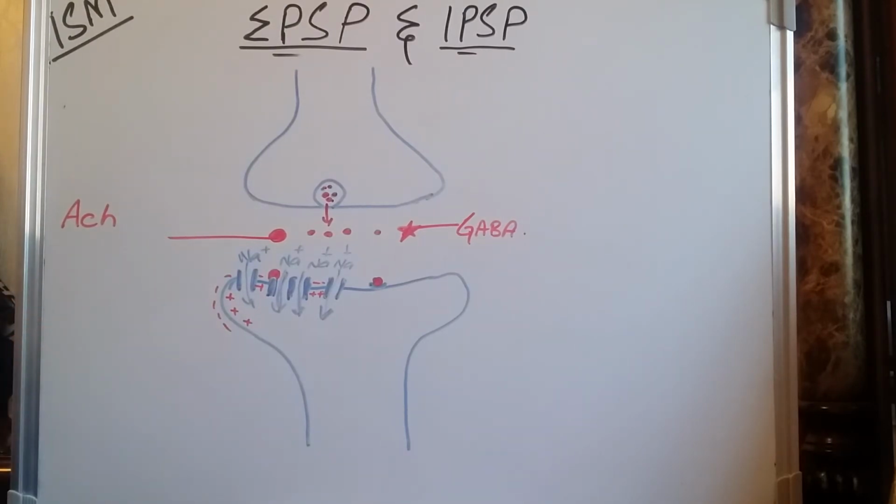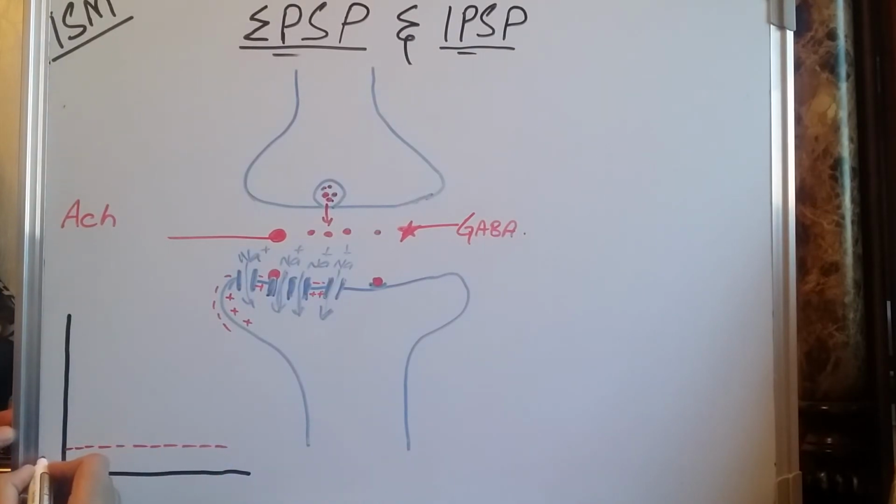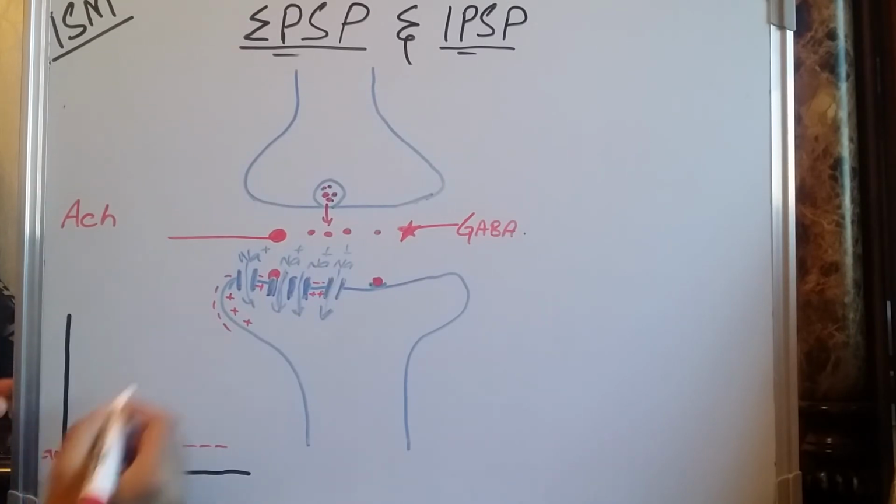For example, this is the graph and this is the resting membrane potential. Suppose this is the resting membrane potential, or minus 70 to minus 90. Whenever more and more sodium comes inside, first the membrane which was at rest will move towards the threshold.